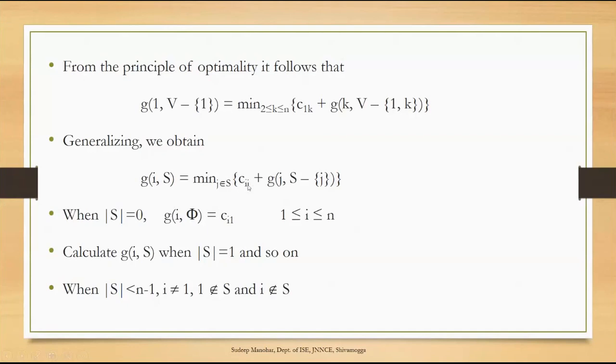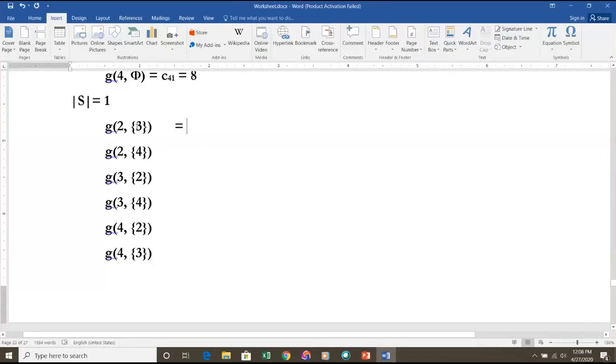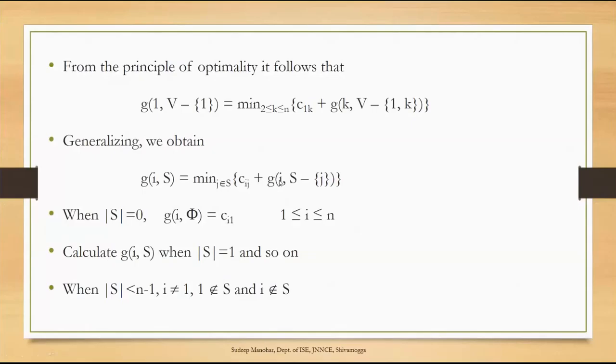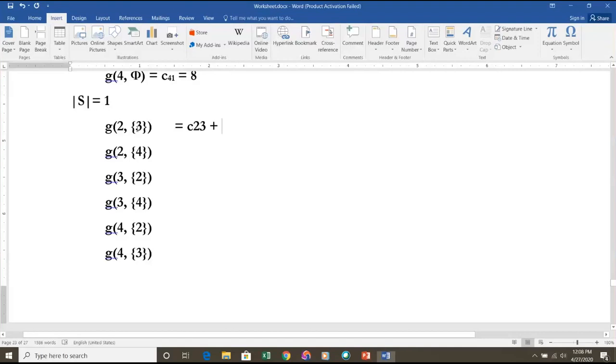Whatever is there in s, each vertex is considered as a j. 2 to j, that is cost of 2 to 3, plus then c of j, then g of j, s minus j. From this set s, you remove this j. So if you remove the j, it becomes a null set. I hope you understand this. From this, if you remove this 3, because you are considering 3 here, it becomes a null set. Now the function becomes g of 3 to null set.